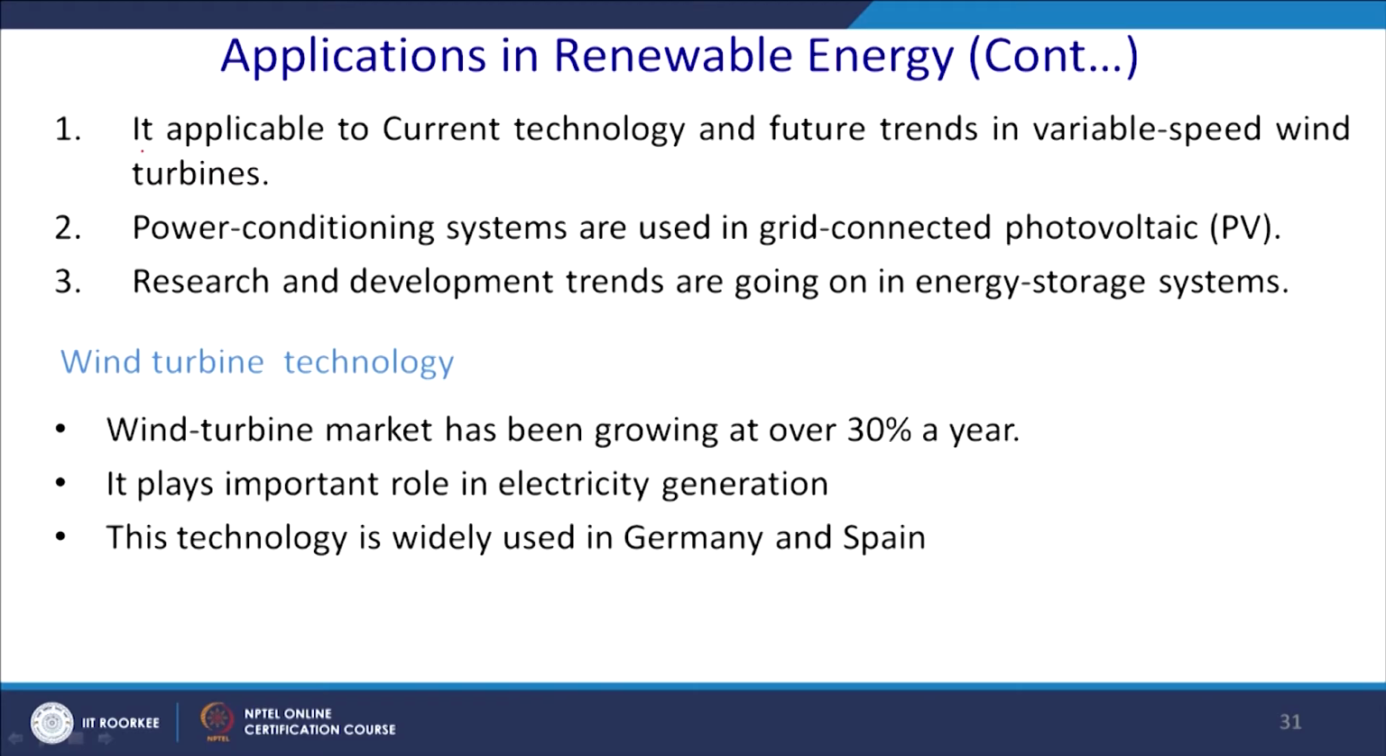Its application to the current technology and the future trend in the variable wind speed turbine also has to be featured. Power conditioning systems are used in the grid connected PV. Research and development trends are going on with the energy storage system, because one of the problems of countries like India is the peak power problem. We have a peak shortage, but unfortunately the average power in most of India is more than that. So, for this reason we require an efficient storage element to shift the peak of the system.